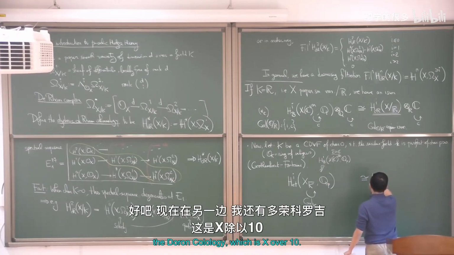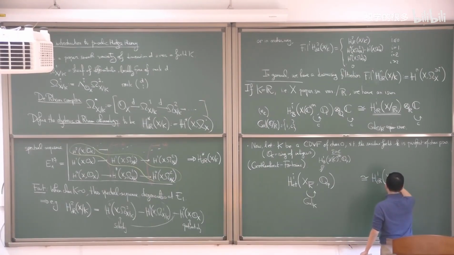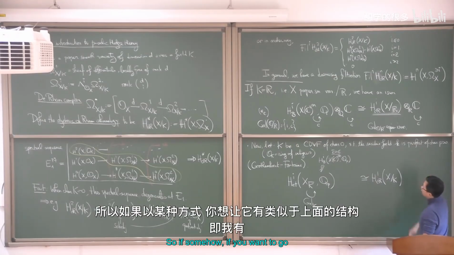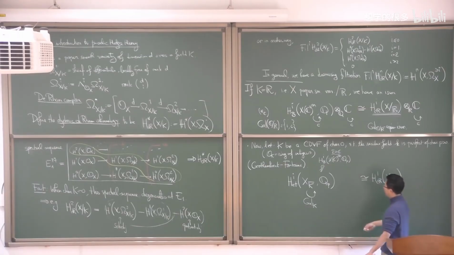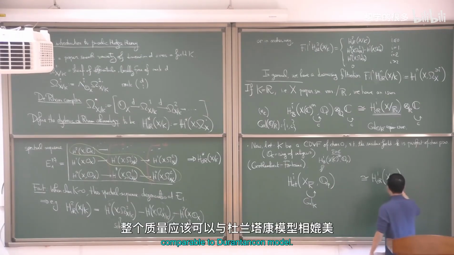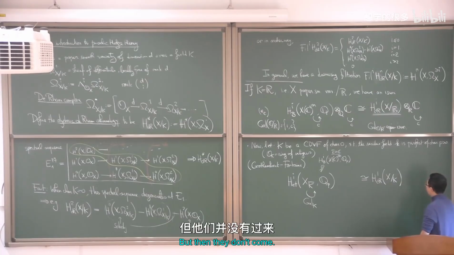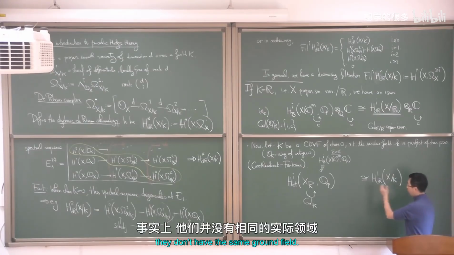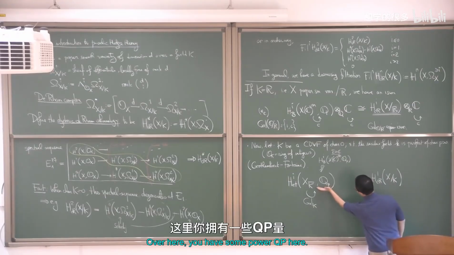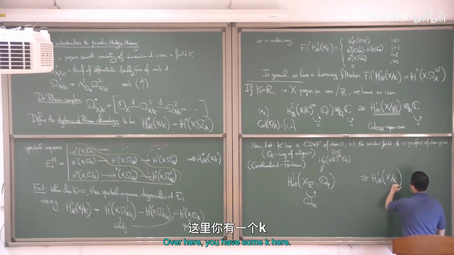Okay, so now on the other side, I still have the de Rham cohomology of X over K. The goal is to have a similar structure as above: the étale cohomology should be comparable to the de Rham cohomology. But they don't compare over the ground field. In fact, they don't have the same ground field. Over here you have Q_p, and over here you have K.